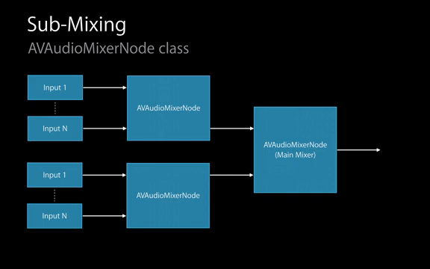So let's say that you have some UI sounds and you have some music. And you put all of the UI sounds through one mixer, all of the music through another mixer. Using the output volumes of each of these mixers, you can essentially control the volume of each of these submixes. Let's take that concept a step further and put all of the submixers through a master mixer. The output volume of the master mixer will essentially control the volume of the entire mix in your application.